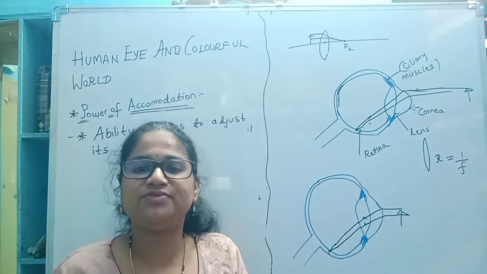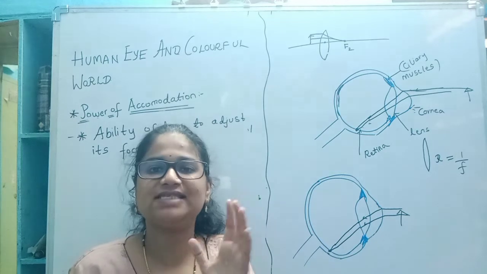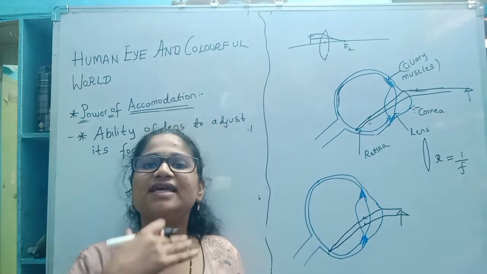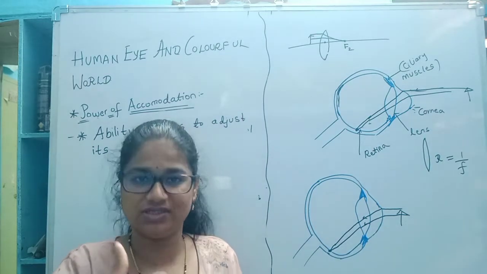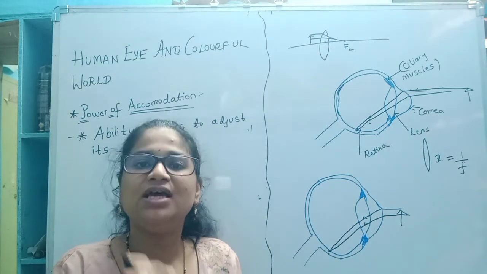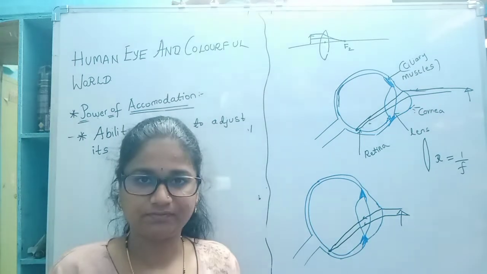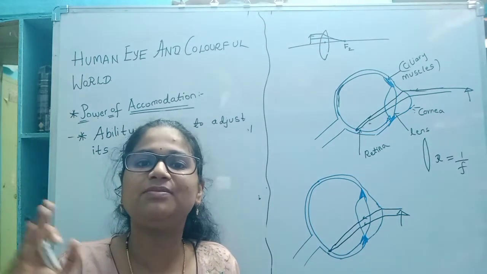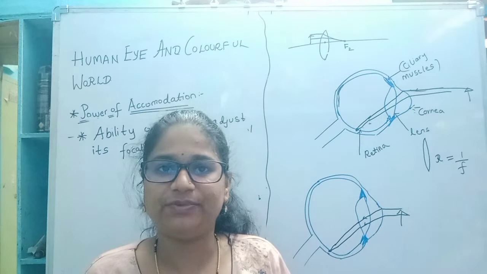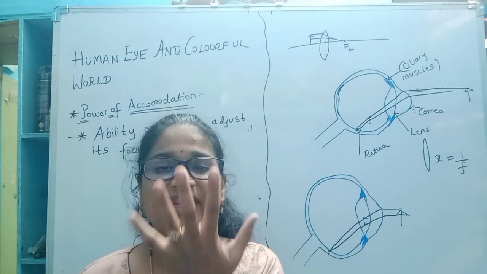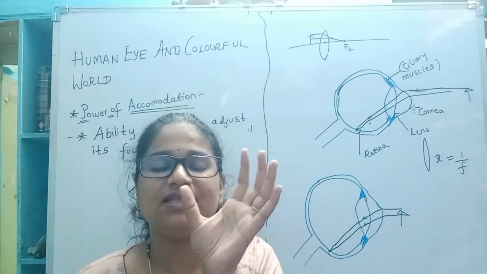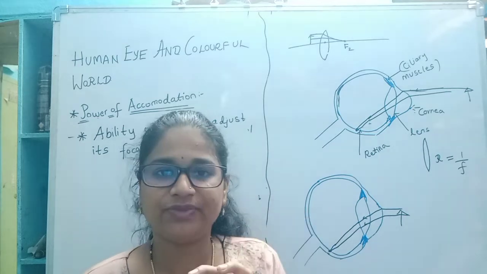So some of the objects which are nearer to our eyes, we can see clearly. So how much distance is it? The minimum distance at which our eyes can see the objects which are near to us is called the near point of the eye, or the least distance of distinct vision. Suppose you are reading the newspaper and you take it very close to your eyes. Sometimes the words or the letters appear to be blurred. You can't read the newspaper.